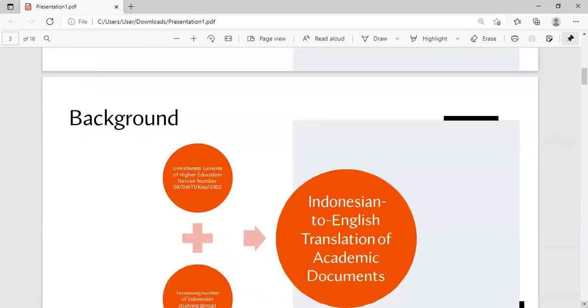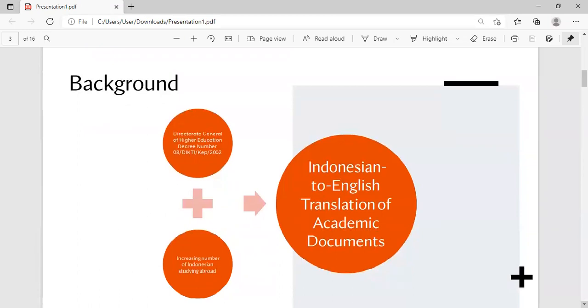Okay, so the background of my study. I am going to start with the decree from the Directorate General of Higher Education, number 8, year 2002. Based on this decree, diploma and transcript are issued in Indonesian language. However, the documents can be translated into a foreign language, in this case English, on certain occasions. One of the occasions is when students decide to go abroad to pursue higher education.